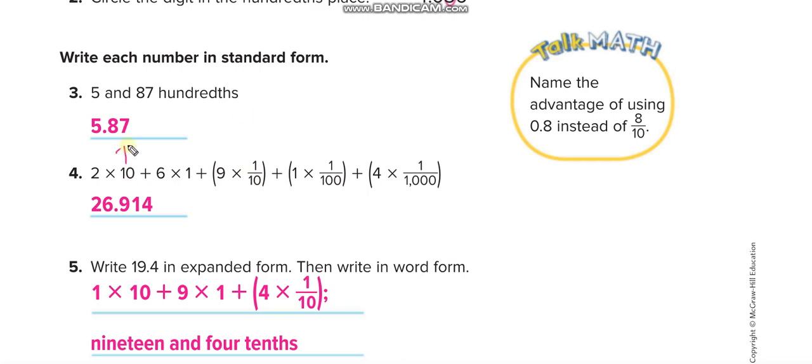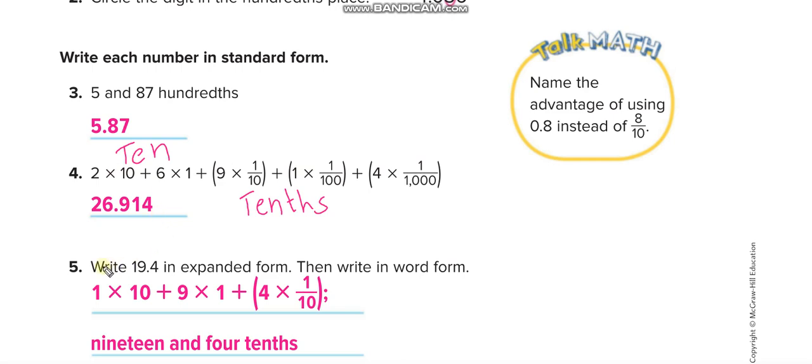This one is 10, and this one, tenths, this one hundredths, this one thousandths. When you see the reciprocal of 10, like 1 over 10, 1 over 100, it means this is with THS after the decimal, okay? So 2 times 10, it means it is at the tens place. 6 times 1, it means at the ones place. 9 times 1 over 10, it means at the tenths place. 1 times 1 over 100 at the hundredths place, and 4 times 1 over 1000 at the thousandths place. Okay, this is the expanded form of this number.